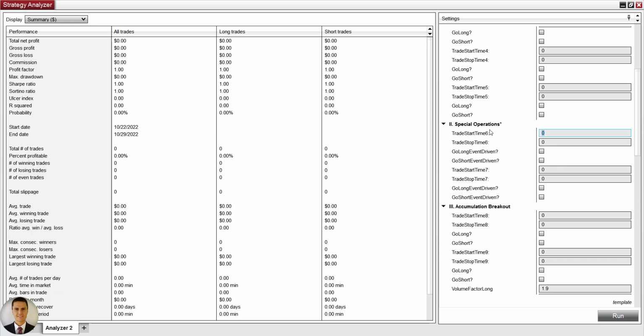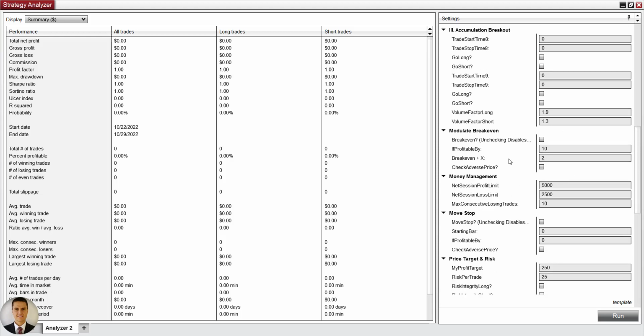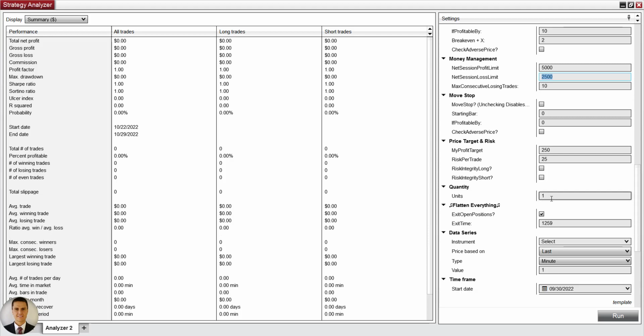We're going to run it for special operations, which is the most aggressive part of Price Action Harvester Automated. We're going to go both directions, long and short. And we're not going to use any of the defensive mechanisms as far as modulate, break-even, and move stop go. For money management, if we hit $5,000 net during that session when the trades are flat, let's stop looking for further trades. Conversely, if we're down $2,500 or more during that session, when the trades are flat, stop looking for trades. 10 consecutive losing trades, stop looking for trades. So we're going to be aggressive here. These numbers represent that, because we're essentially just looking at one contract that we're trading.